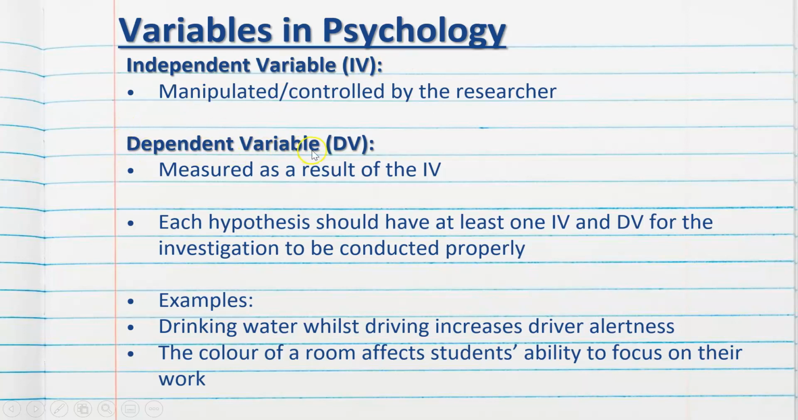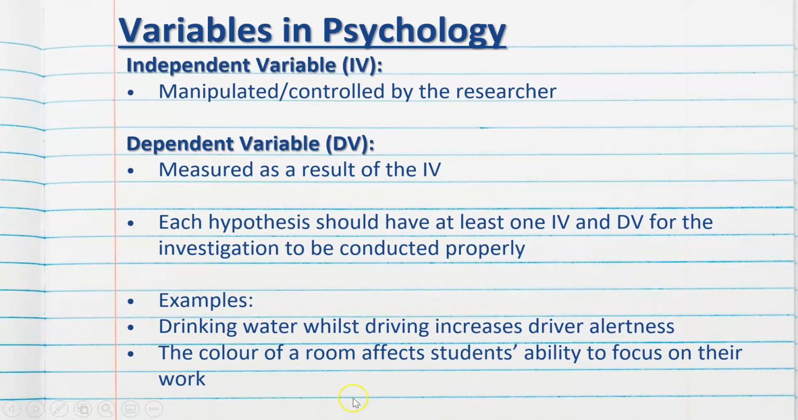Now, the dependent variable, or DV, is what's measured. Okay, so that's actually the results that we're trying to measure. And as the term suggests, it depends on the independent variable. So it's what's measured as a result of the IV, or independent variable. So each hypothesis should have at least one IV and DV for the investigation to be conducted properly.